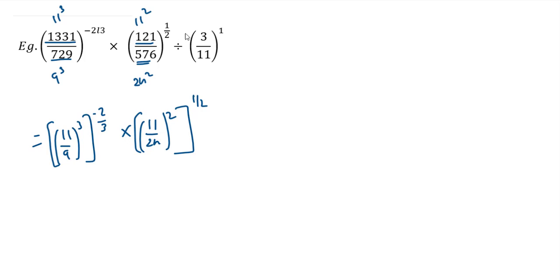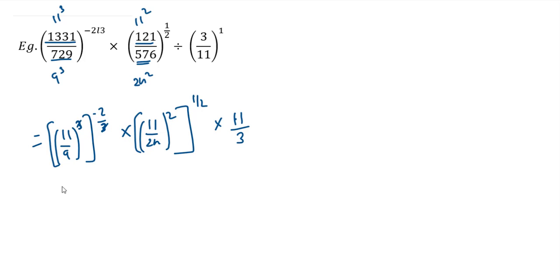Now here we have a division. So what we will do is we'll write the reciprocal of this. So it will get converted into multiplication. It will be 11 by 3. Now note here, we have a cube here and we have to take the cube root as well. So this cube root and cube will cancel out. So what we will be left with is 11 by 9 the whole raised to minus 2.